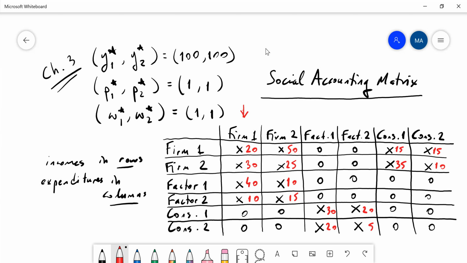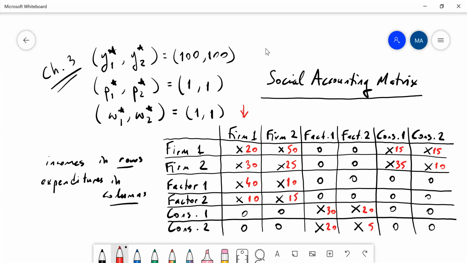Now look at firm two. Firm two spends 50 units to firm one. That's the intermediate input demand. 25 units for its own product. 10 units for the first factor, 25 units for the second factor. Okay, so what's the total here? Again, 100. So this expenditure of firm two must be equal to the income of firm two. What's the income? Look at it, it's 100. Okay.